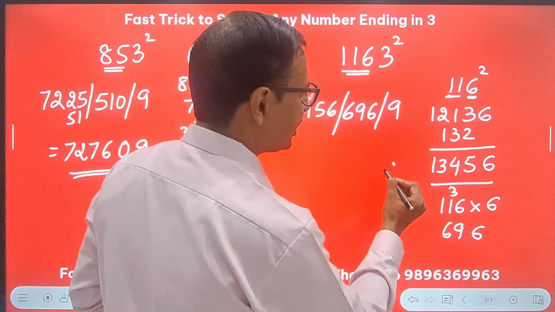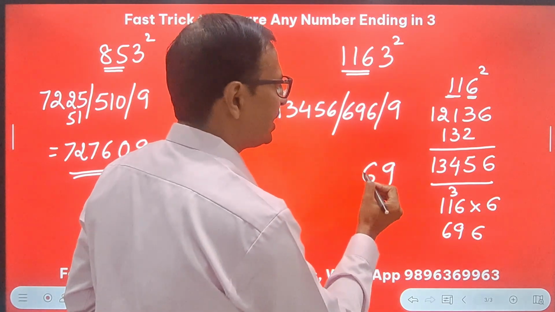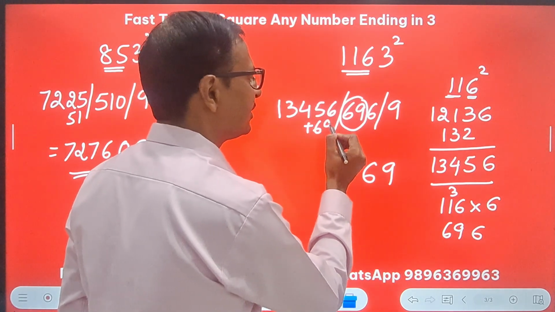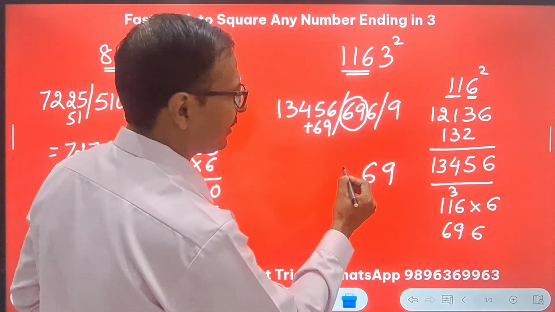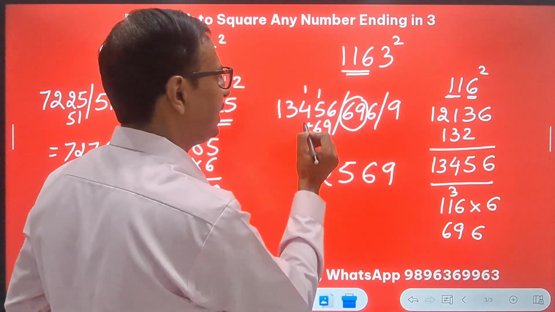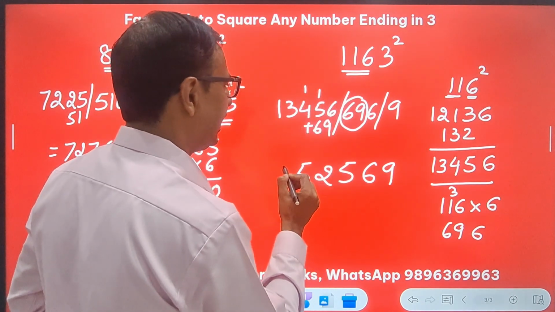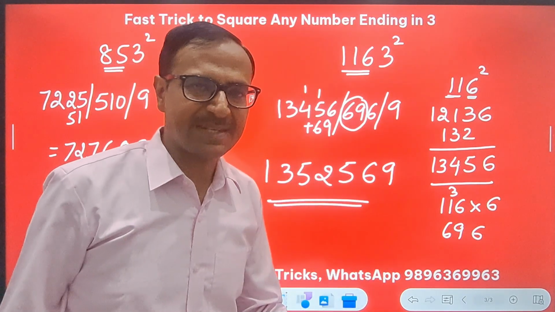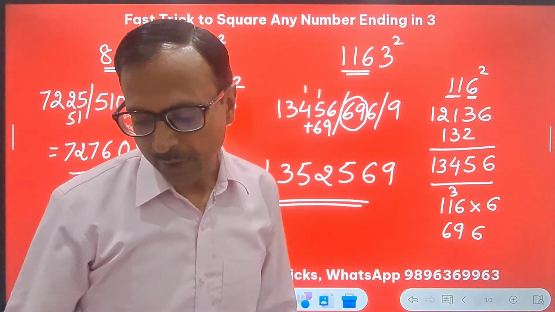Start writing from the unit digit 9, 6, and what happens to the 69? It gets added here. So this becomes 15, 5, 1 carry, 12, 2, 1 carry, then we have the 5 and the 3 and the 1. So 1, 3, 5, 2, 5, 6, 9 is the required answer.